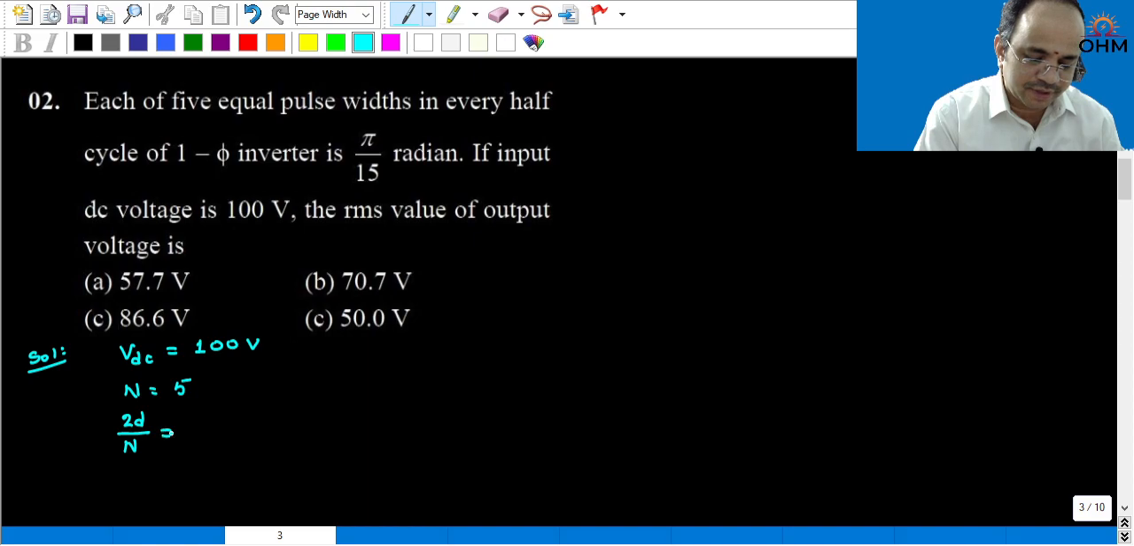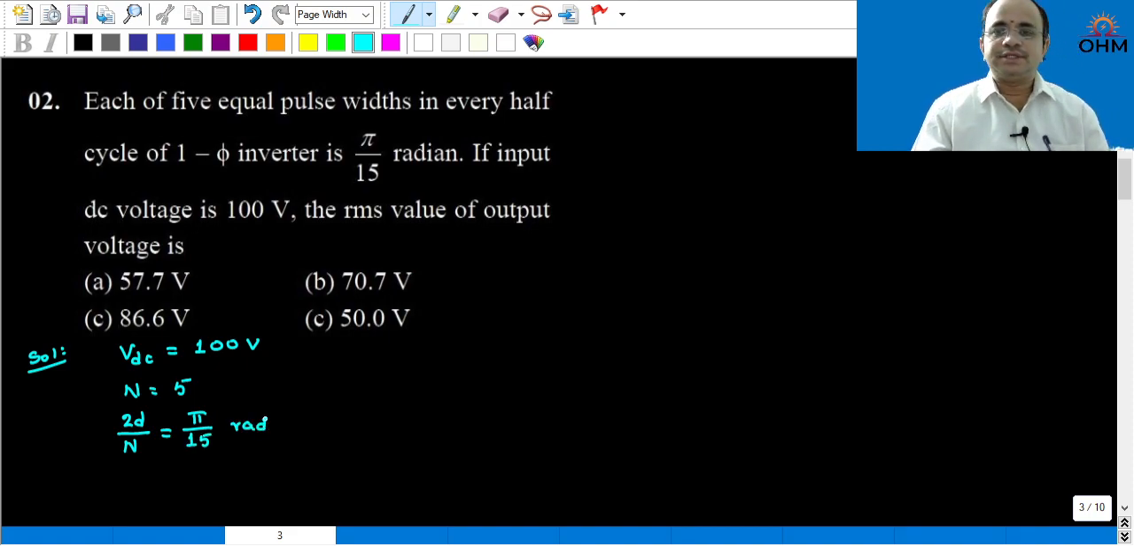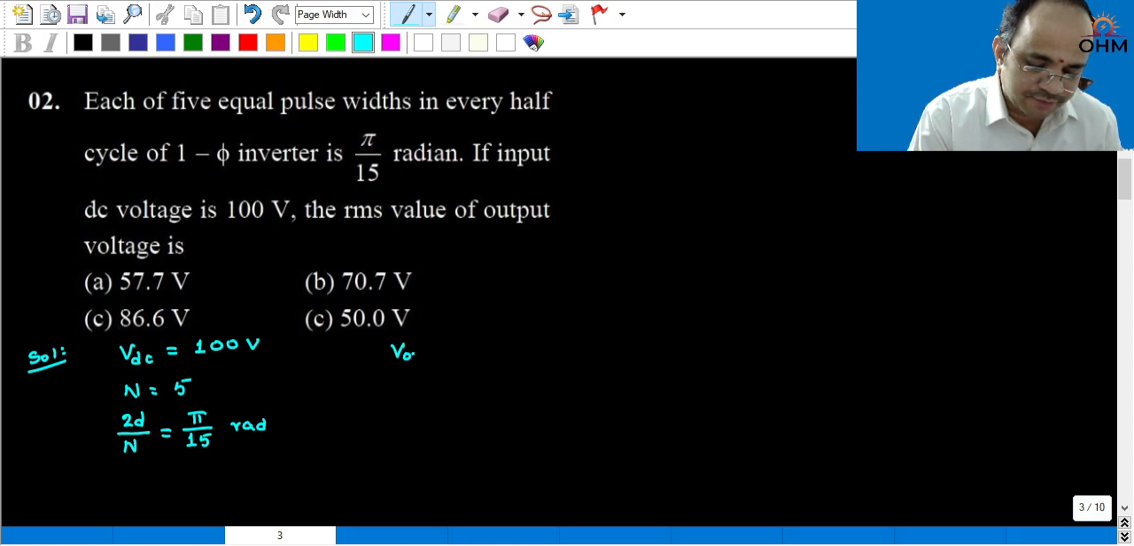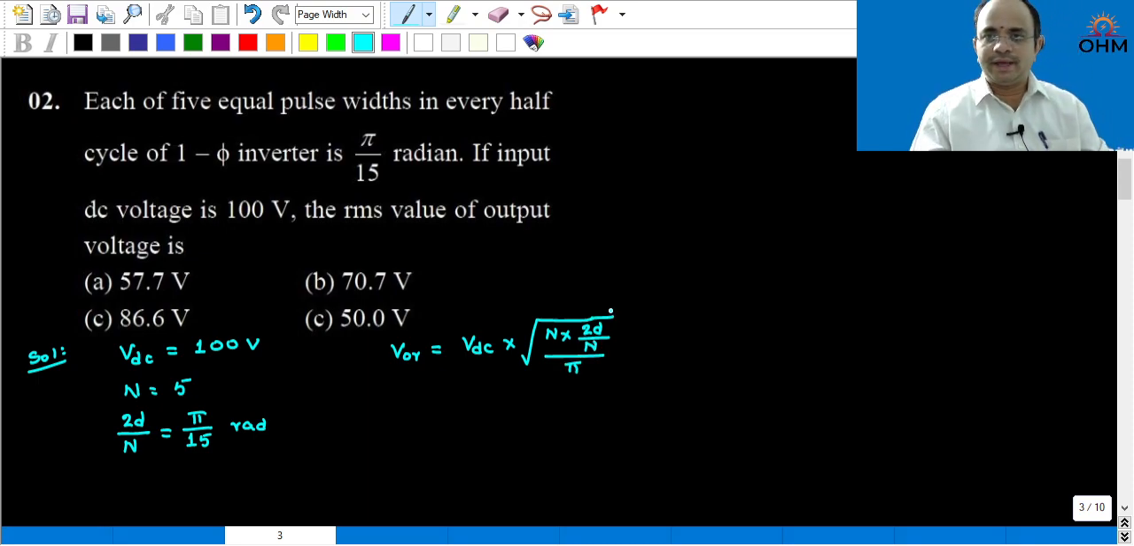Each pulse width, notation 2d by N, is given as pi by 5 radian. This is a concept from multiple pulse width modulation in inverter circuits. Therefore, what is the formula for RMS output voltage? VDC multiplied with square root of N into 2d by N, that is N into each pulse width, divided by pi.